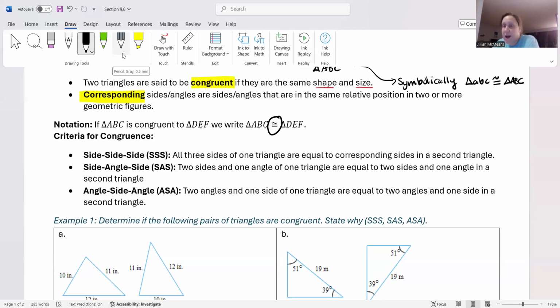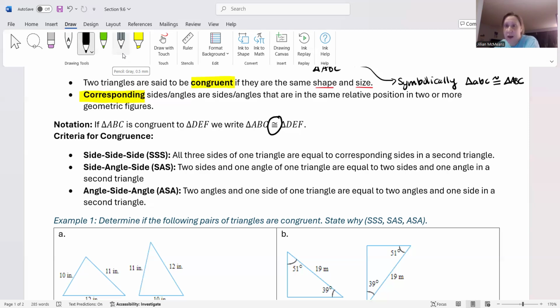You can also have a side, angle, side. So you have a side and then an angle and then a side. And you have to be careful here because you want the two sides to be the two sides that make the given angle, okay? So if two sides and one angle on one triangle are equal to two sides and one angle in a second triangle, the triangles are congruent.